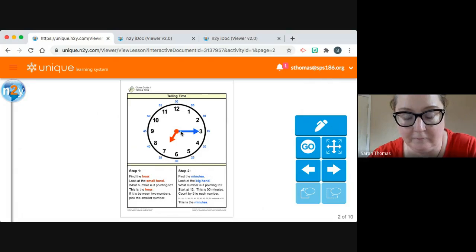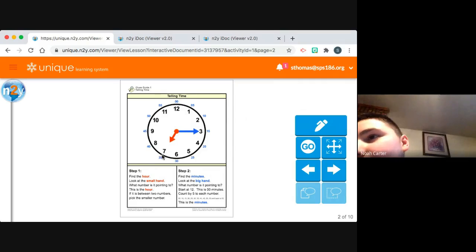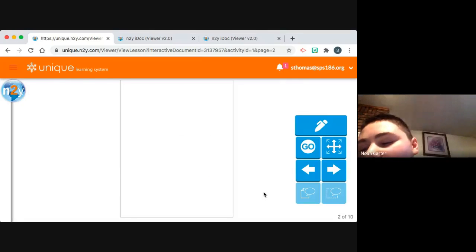Okay, so look here. We've got the blue, the big hand. That's pointing to the 3. That means it's in minutes. We've got to count. So we count by 5s 3 times. We go 5, 10, 15. So that's 15 minutes. So what time is this, Noah? 7:15. Good. Good job.